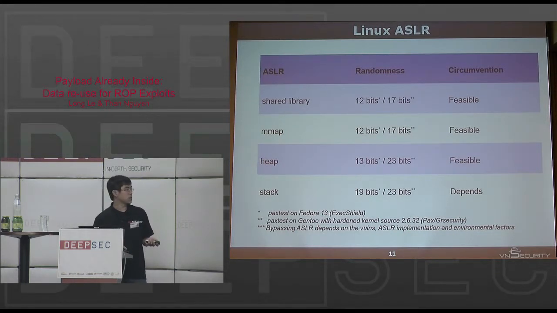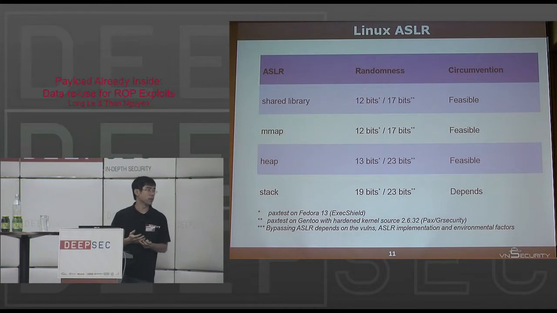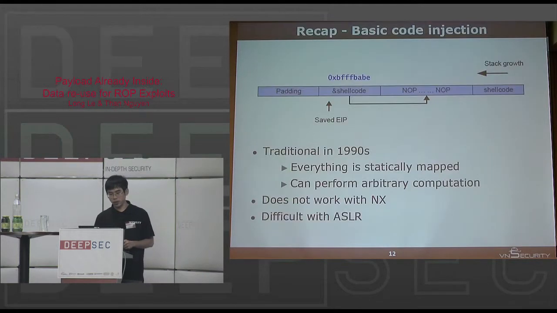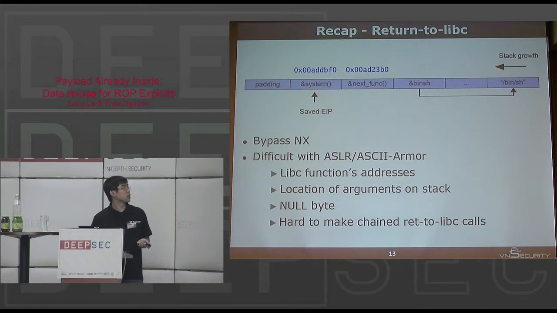So bypassing this randomized address space is very dependent. It depends on the ASLR implementation, the environment factors, and the vulnerability as well. This is also a recap of the basic stack overflow and code injection. I'll skip this. Return-to-libc is a simple technique where you return back to a library function.